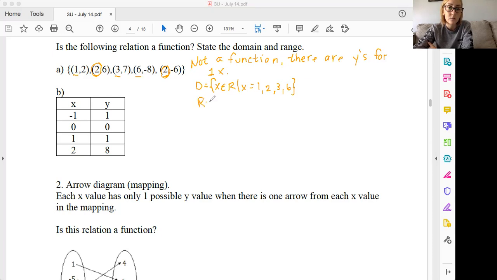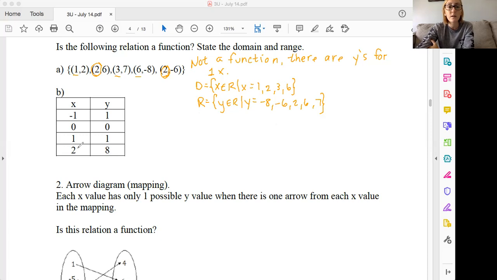Our range is all of our y values. So y is an element of a real number. y is -8, -6, 2, 6, and 7. I'm right. Yeah. Okay.